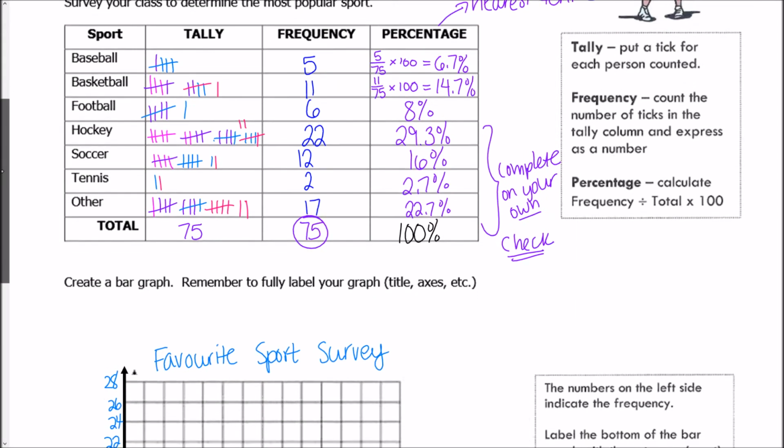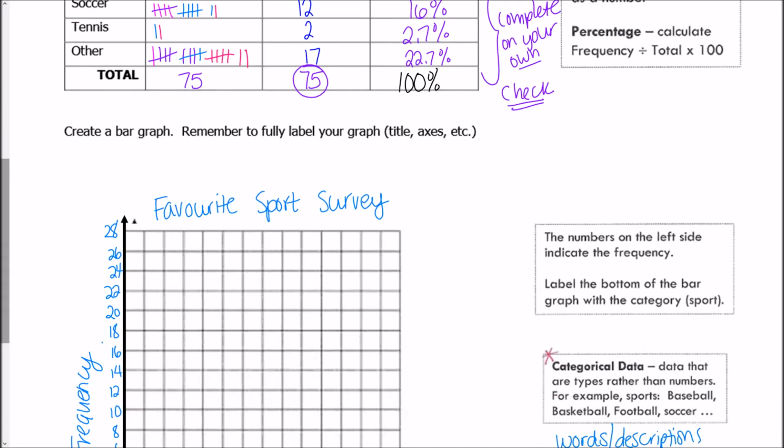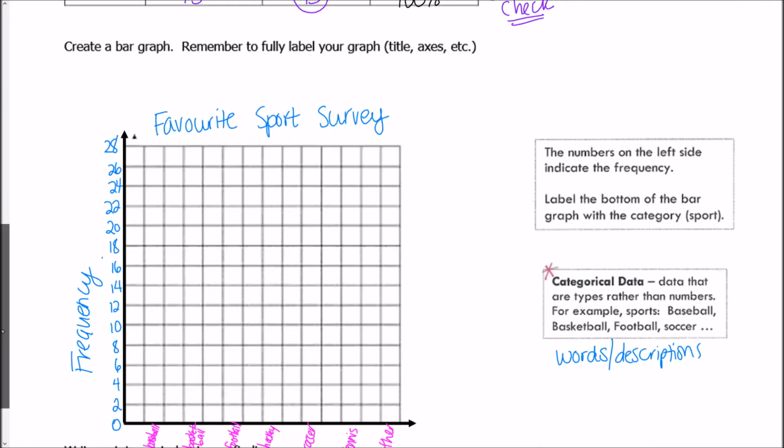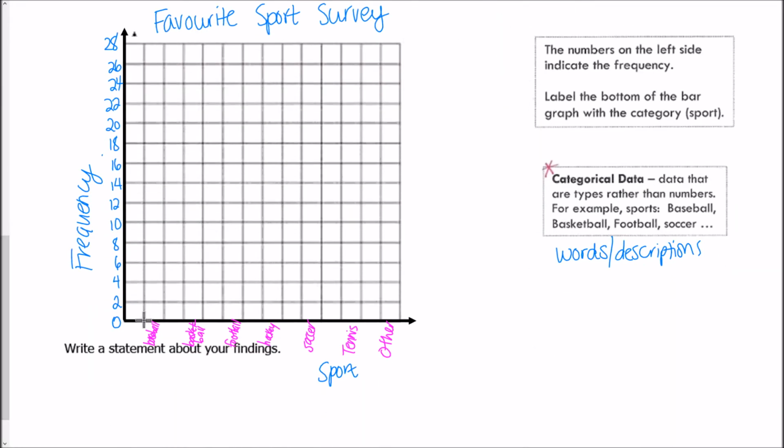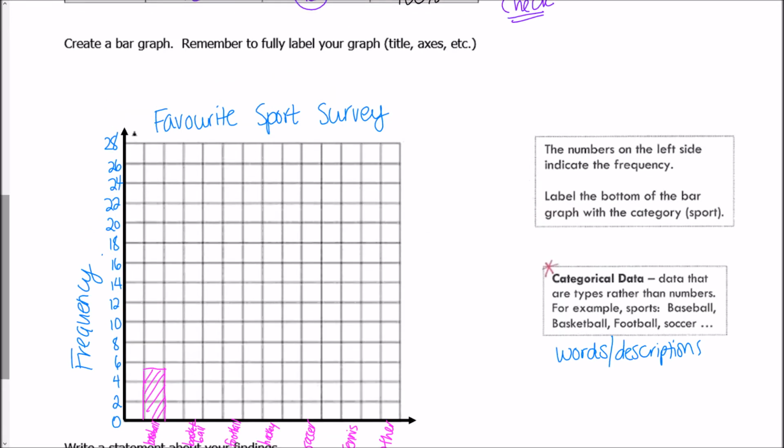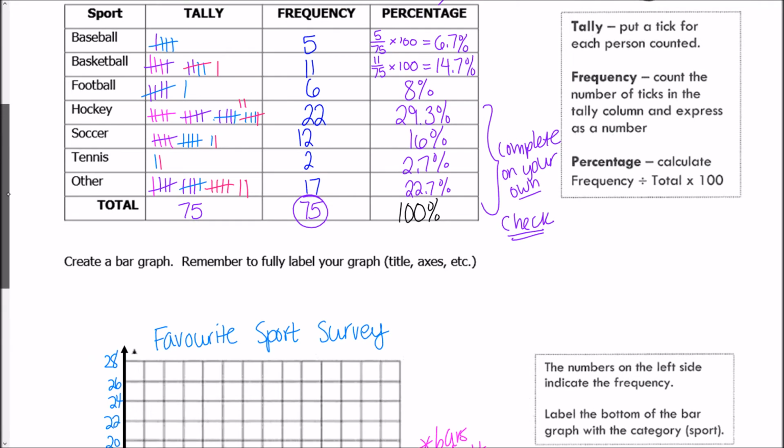We got that 5 people chose baseball. So what I'm going to do is create a bar that goes up to 5 for baseball. So here's my bar for baseball. Okay. And then remember, our bars do not touch. So let's write ourselves a note that our bars don't touch. And then we're going to go up to basketball.